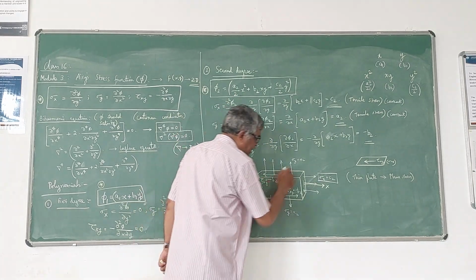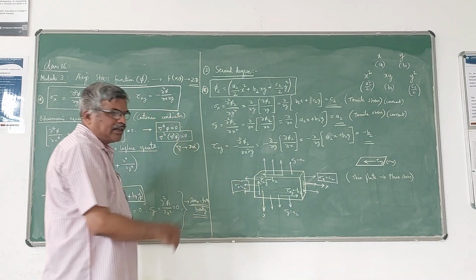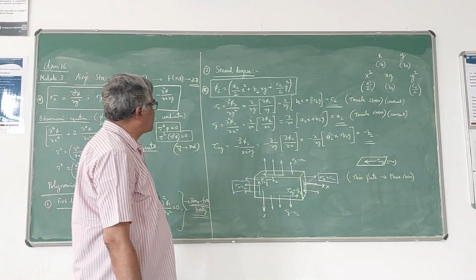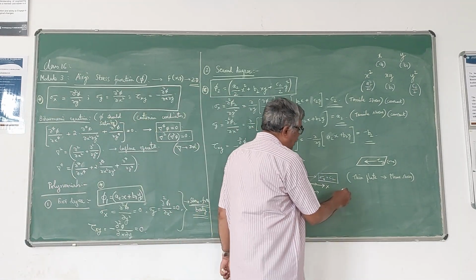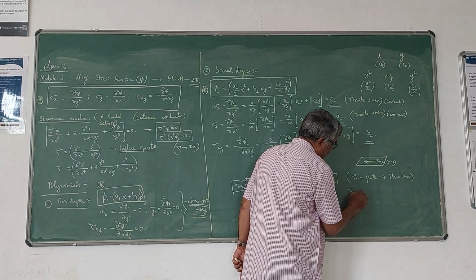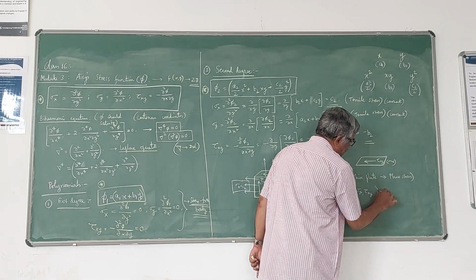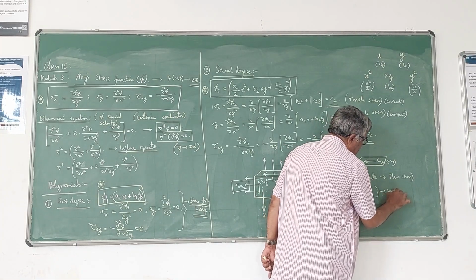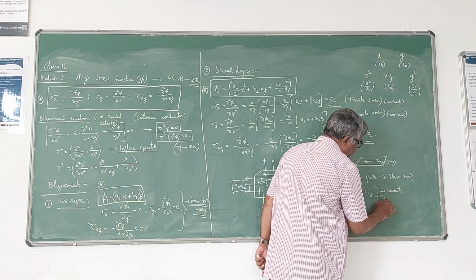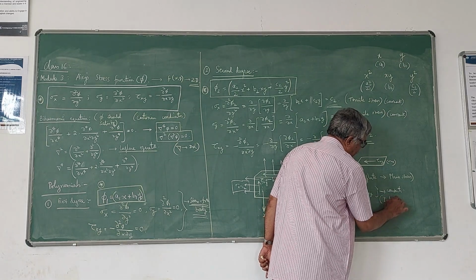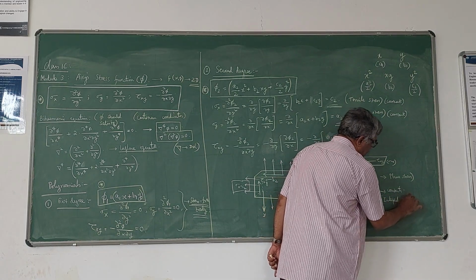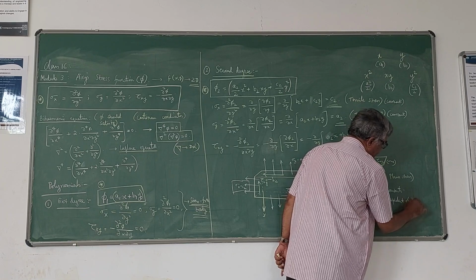So whatever stress is acting on this side, the same stress is acting on this side. That means your sigma x, sigma y, and tau xy are independent of x and y. Please note that, because they are all constants. All these three are constants. Constants means independent. They don't depend on the value of x and y.